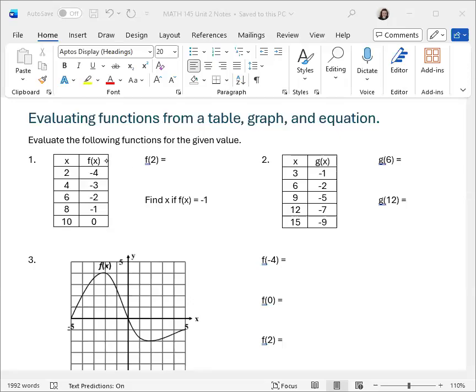In this video, I'm going to be going over how to evaluate functions from a table, a graph, and also an equation. So taking a look, first of all, we have to understand function notation.